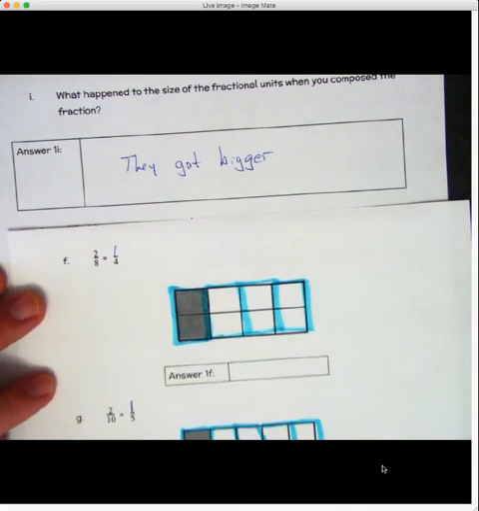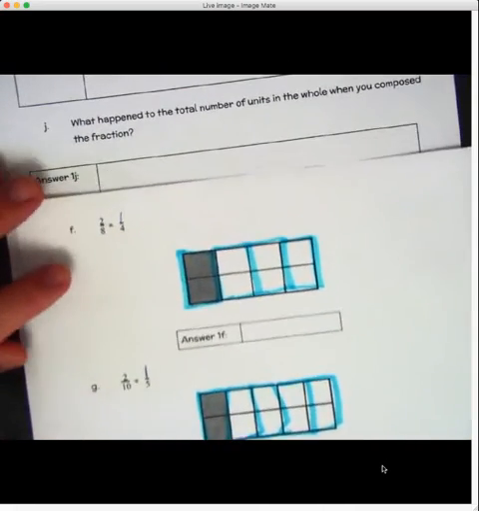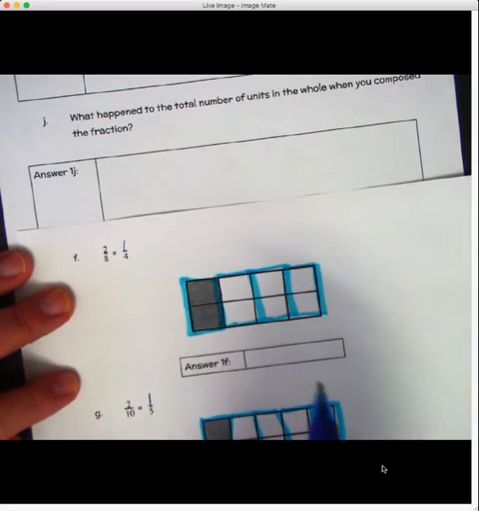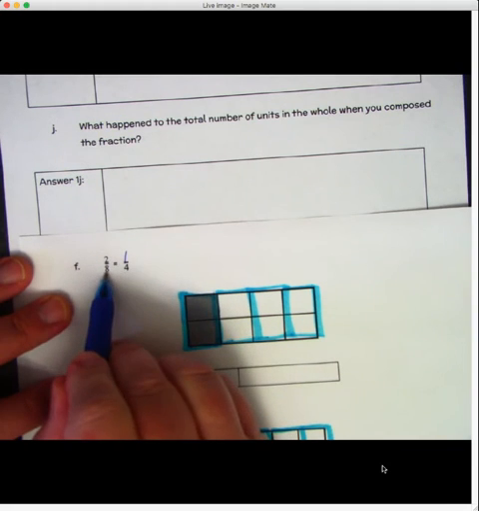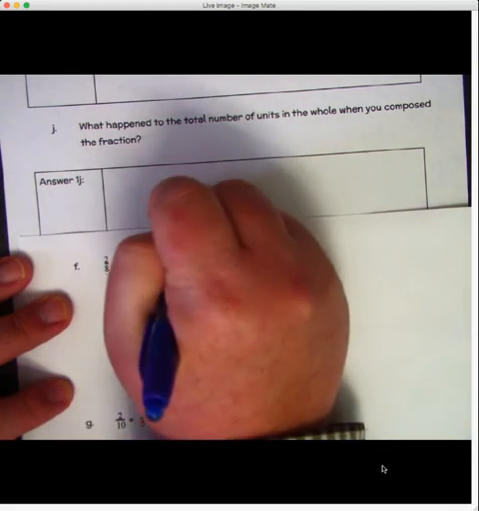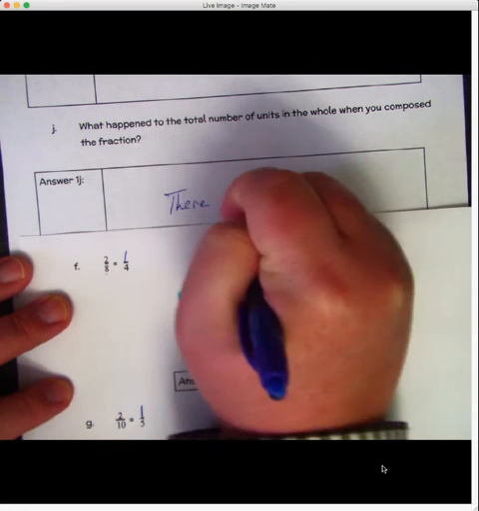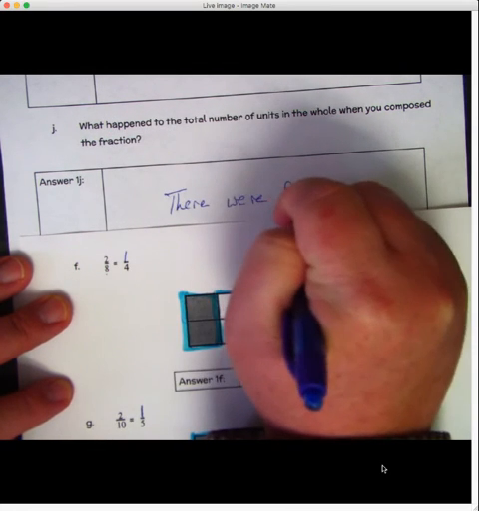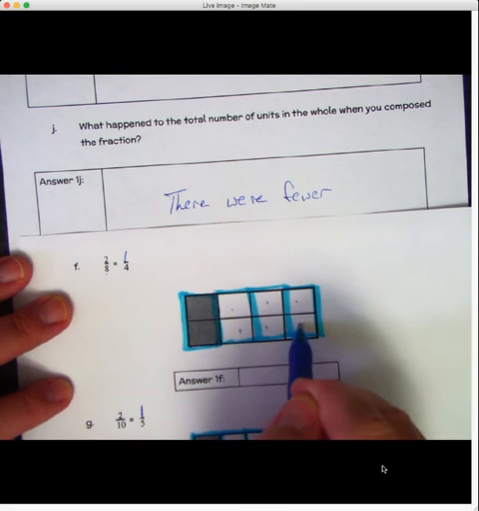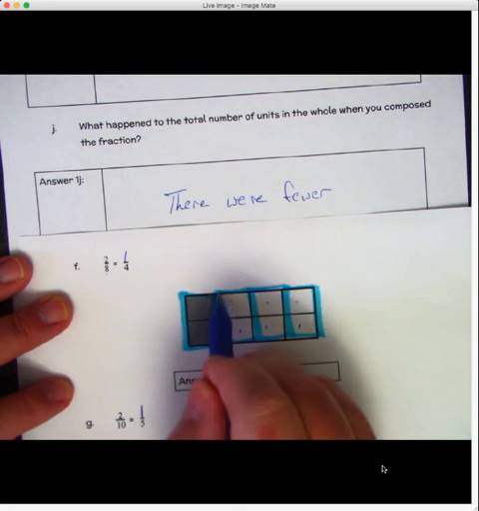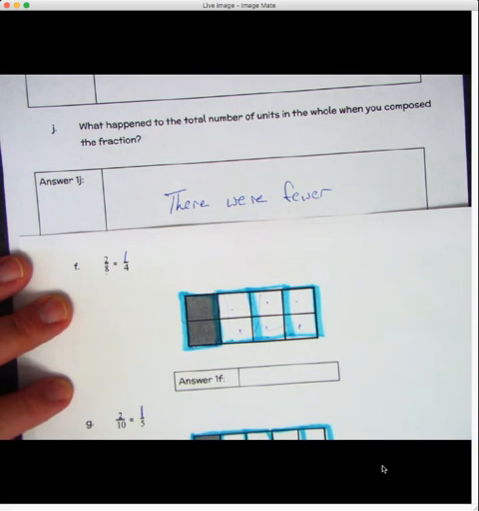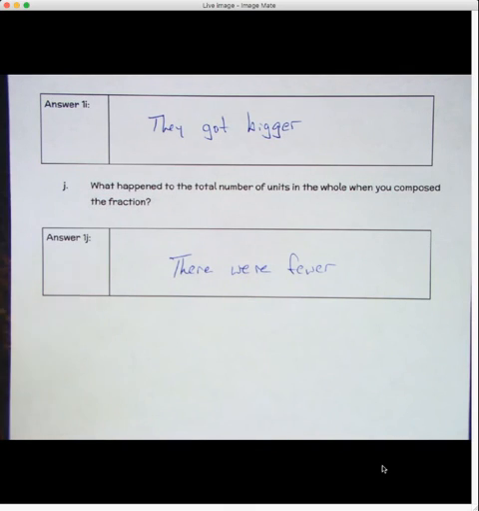And then what happened to the total number of units in the whole when you composed the fraction? Well, it went from 8 pieces to 4 pieces. So what happened to the total units? There were less, or there were fewer. We had 8 pieces, 1, 2, 3, 4, 5, 6, 7, 8. But we made those eighths into fourths, so there were only 4 pieces. So there were fewer than there were when we composed them instead of decomposing them.